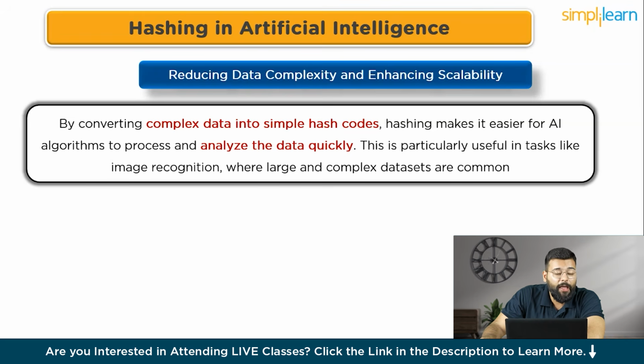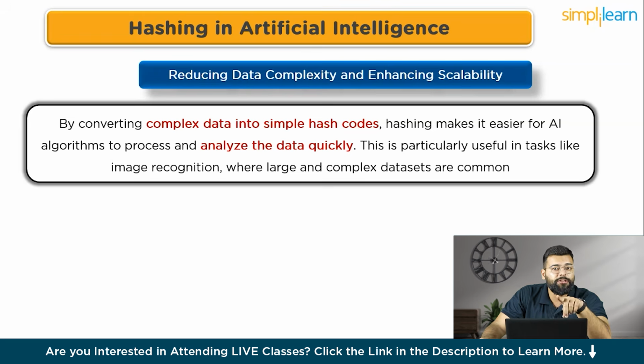Then comes scalability. Hashing allows AI systems to handle large volumes of data efficiently. For example, in large-scale recommendation systems used by companies like Netflix or Amazon, hashing helps manage and retrieve user data swiftly to provide real-time recommendations.